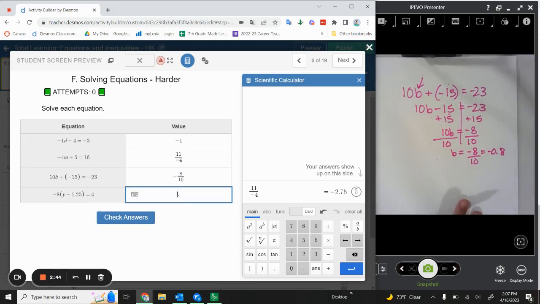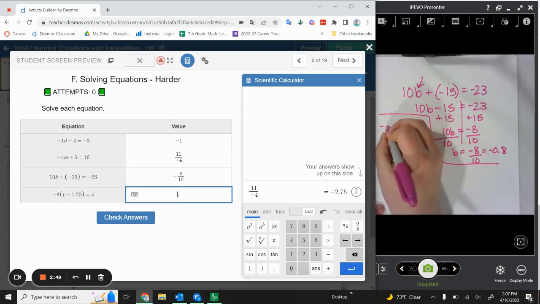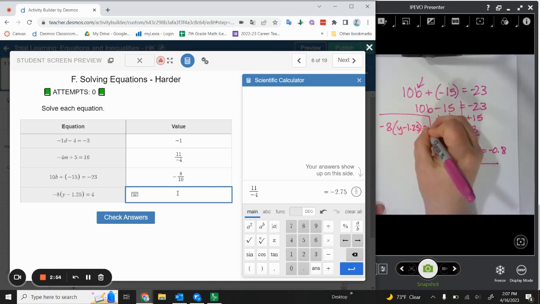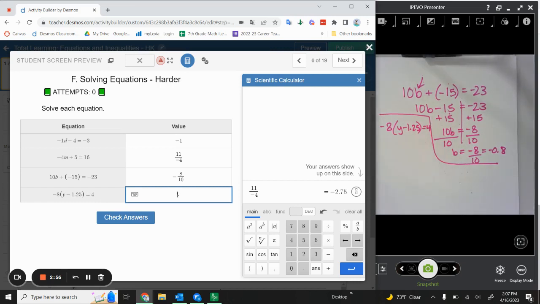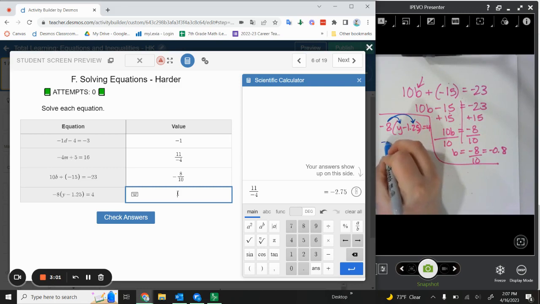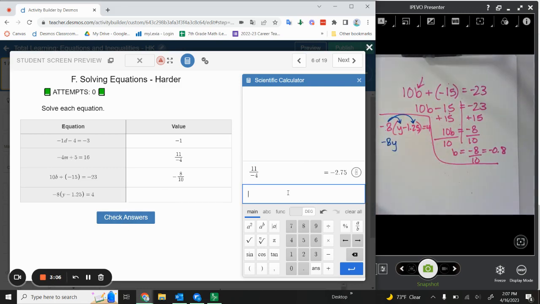And lastly, this question here, I'm going to go ahead and do that on this side here. -8 parenthesis y minus 1.25 equals 4. So to solve that, I need to distribute. So -8 times y is -8y. -8 times -1.25, I don't know what that is, so I'm going to multiply it. -8 times, make sure you catch it, this is a -1.25. 1.25 is equal to 10, and it's a positive, so I'm going to put plus 10 equals 4.